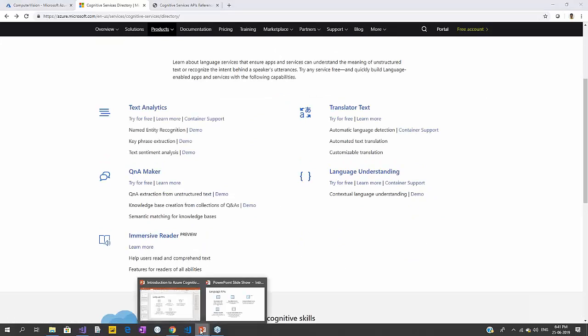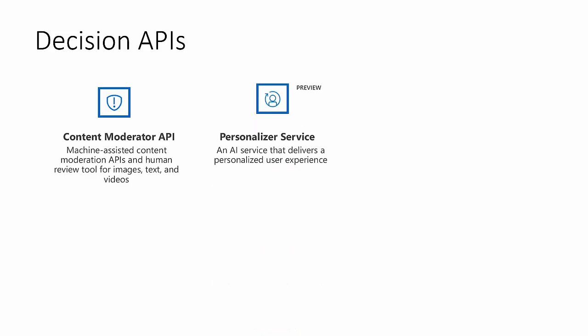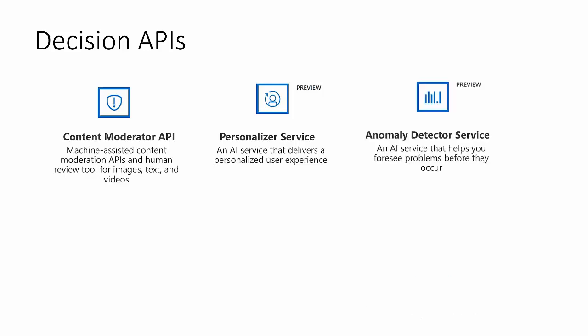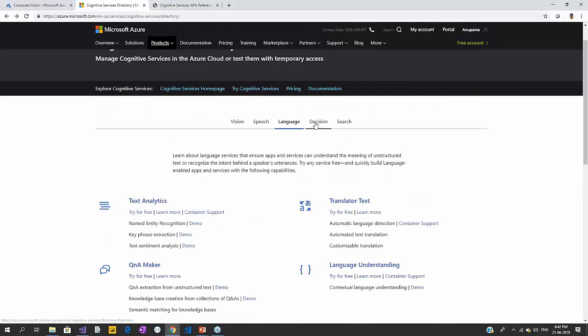Great. So let us quickly jump on to the next part, which is around decision APIs. Within decision APIs, you have the content moderator API, which allows you to identify images, text, or videos. If you have some images or something that is available in the image which you don't want kids to watch, you can use the content moderator API to analyze the images and find whether it has got any adult content or offensive content. Then you can just reject them, and you don't need to pass it on to the young people. So personalizer service, which again is a preview one, provides you a personalized user experience. Anomaly detector service can help you to identify problems before they can occur. So let us quickly jump on to see some examples around the decision making services.